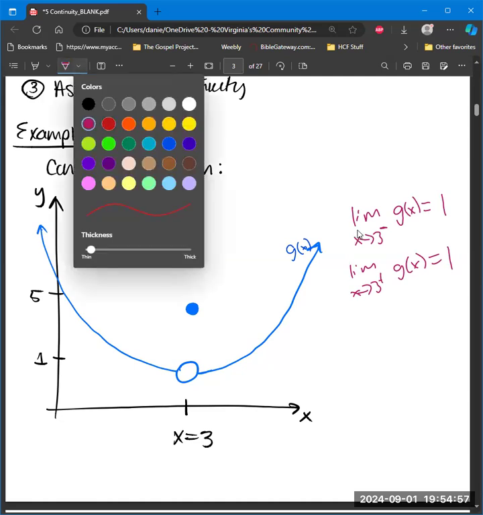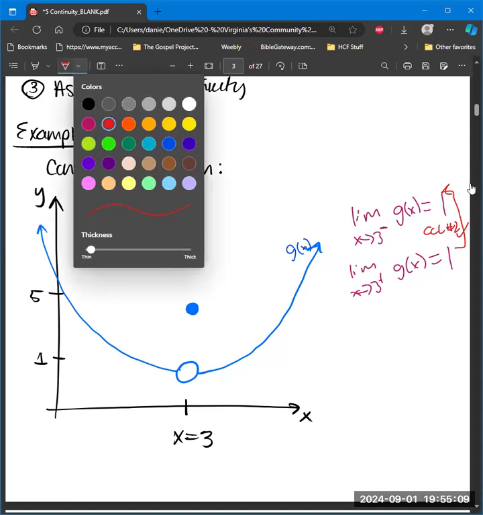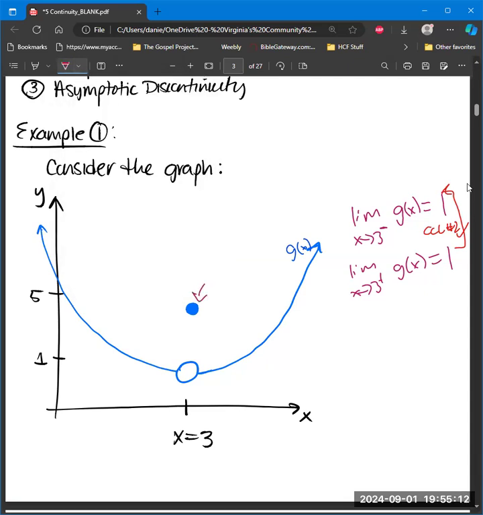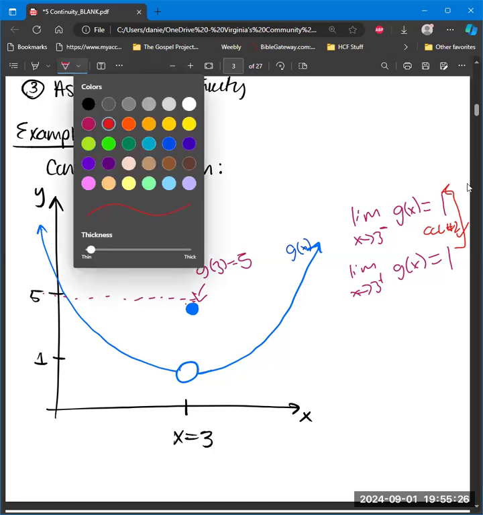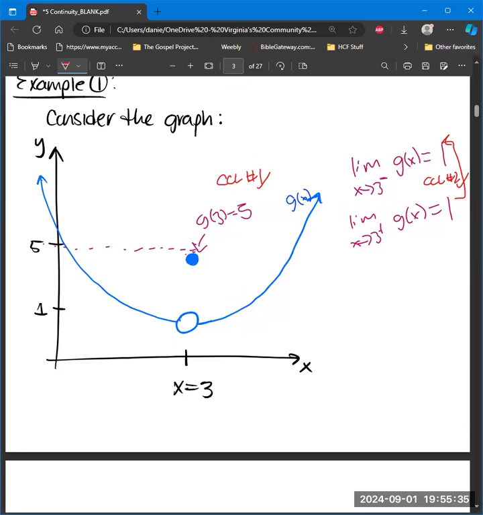So that passes continuity checklist number 2. But we have right here that g of 3 is supposed to be equal to 5. Sorry, that's not quite lined up there, but it's supposed to be. So that passes continuity checklist number 1. Check, right? It's got 1 and 2, but now we need to think about continuity checklist number 3.